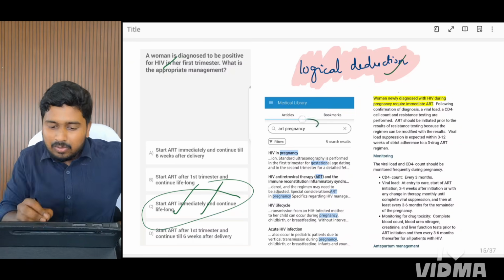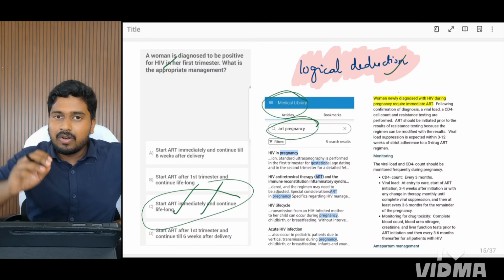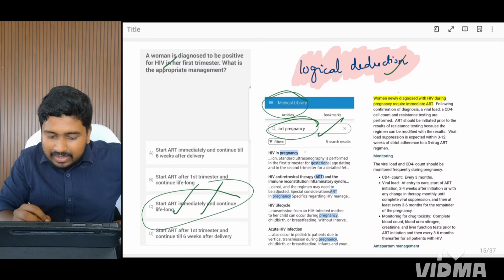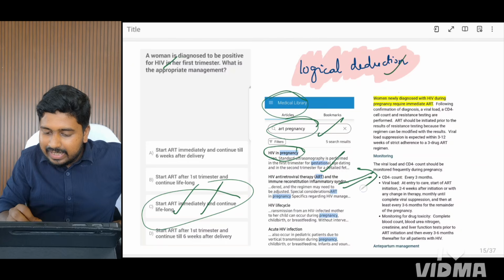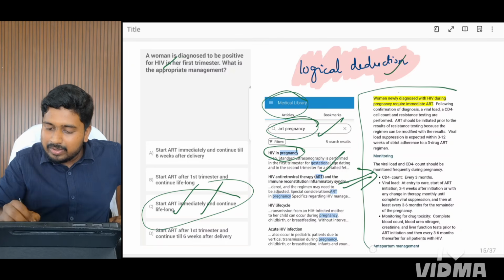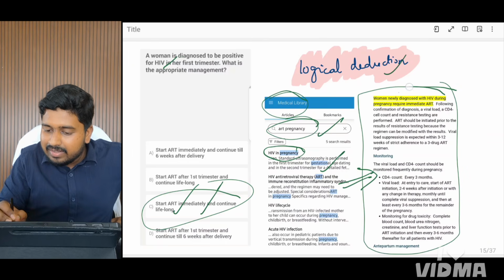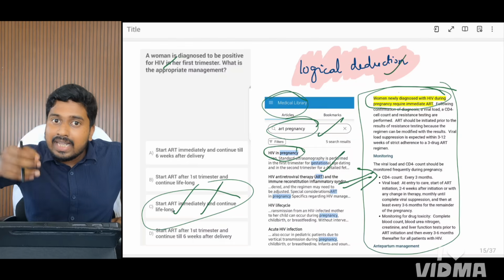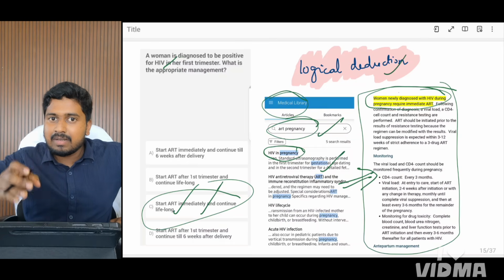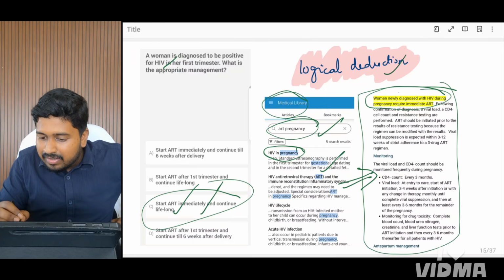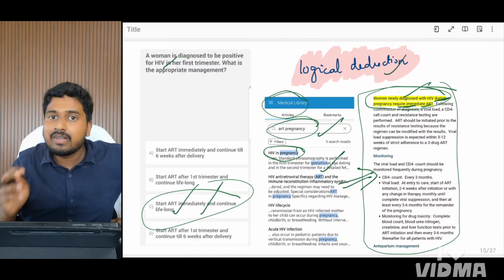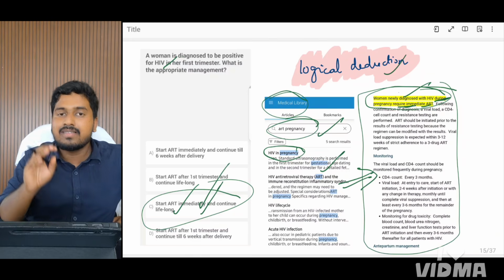So what I'll do, I'll go to the medical library of this particular app, and I'll search HIV in pregnancy, and it will straight away take me to this particular article where it is given clearly. And I was able to highlight this also. I'll be telling which platform, which app this is, in the upcoming slides. Woman newly diagnosed with HIV during pregnancy requires immediate ART. No confusion, so option is third.